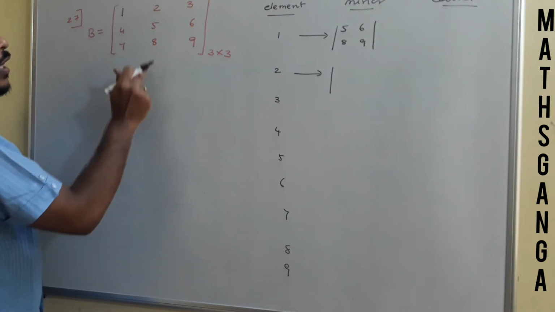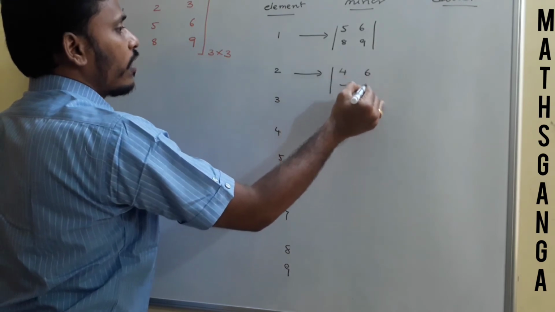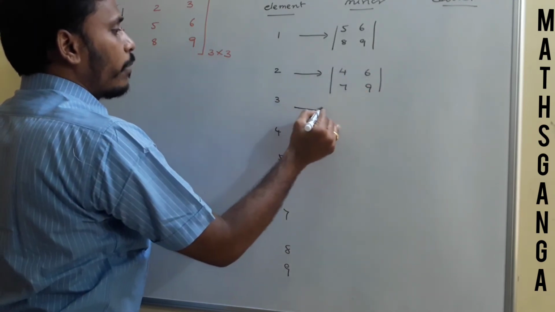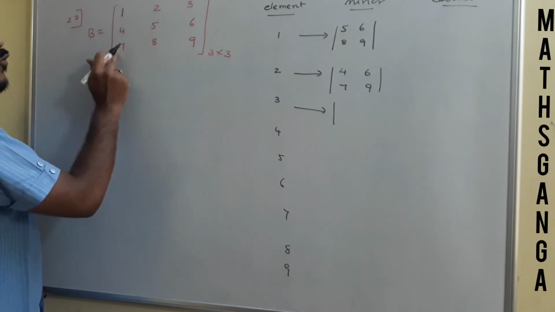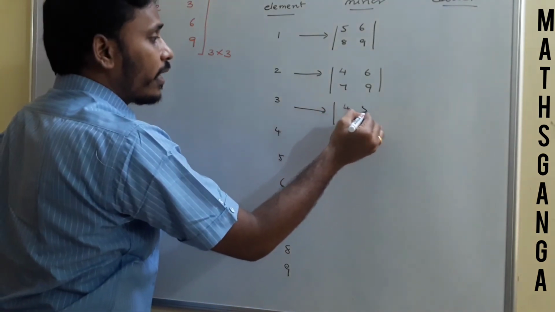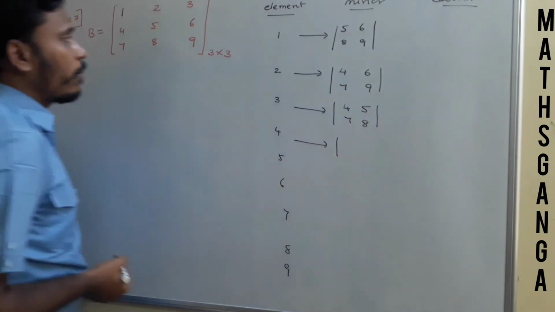Leave that row, leave that column. Take the remaining elements: determinant of 4, 7, 6, 9. Then coming to 3, which is nothing but leaving that row and that column, this 4, 5, 7, 8. And the determinant of this 4, 5, 7, 8 is the minor of 3. Then what do you say about the minor of 4?